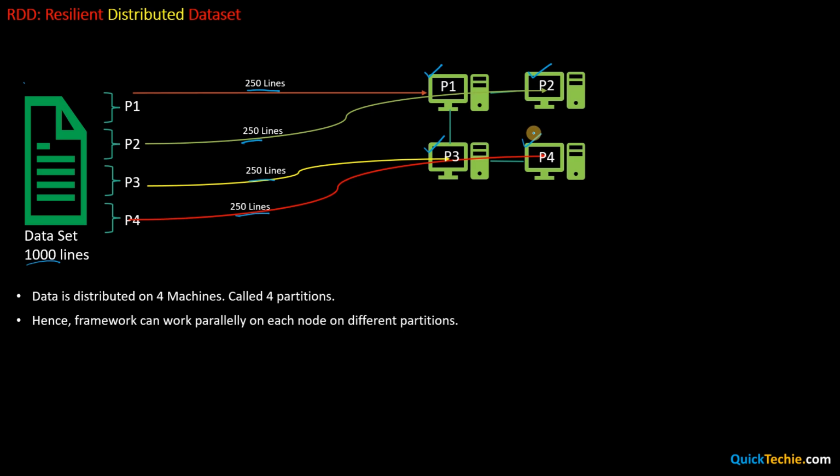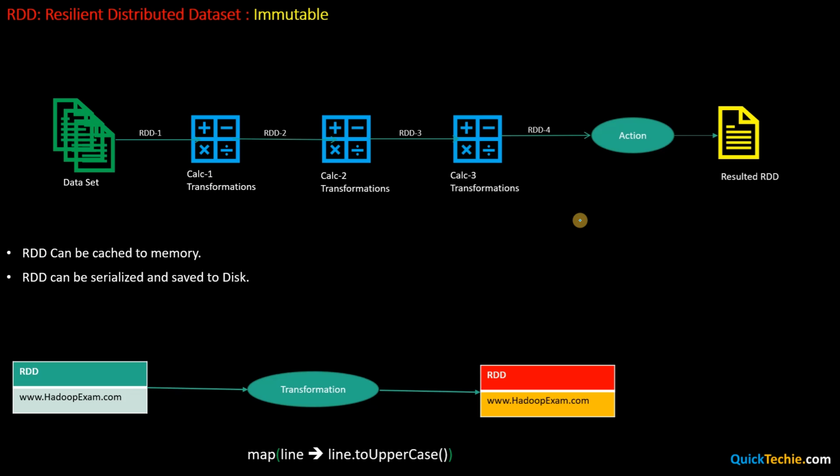This way, it is distributed. Your 1000 lines are distributed across 4 nodes. Each node has 250 lines. Each can run in parallel. Some processing on 250 lines here, 250 lines processing here, some processing is done here, the same processing is done here. So it happens in parallel on 4 machines, which makes your overall calculation much faster. So data is distributed on 4 machines called 4 partitions, and the framework can work in parallel on each node on a different partition. That is where it is distributed. So this is resilient and this is distributed. And data set, obviously, is a collection of data, so this is called data set.